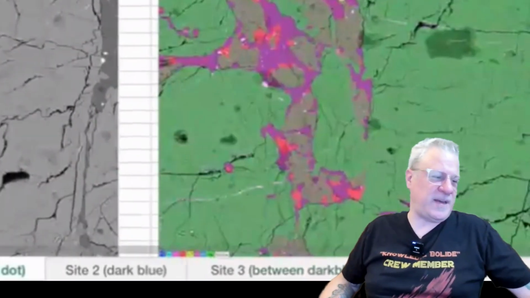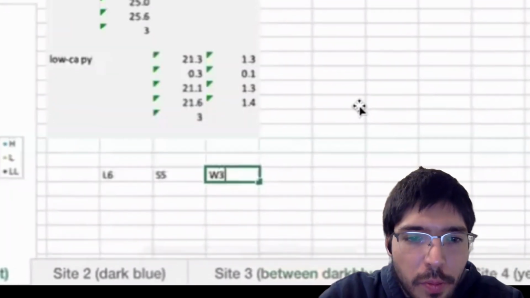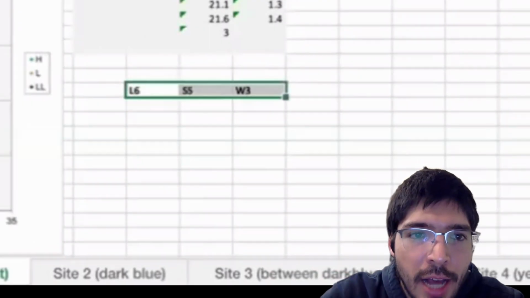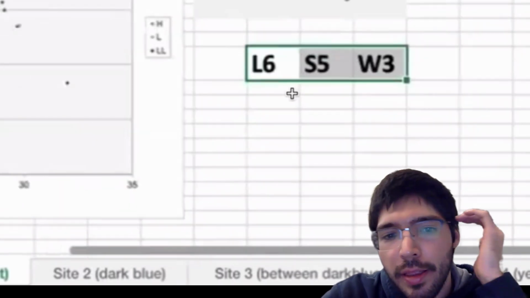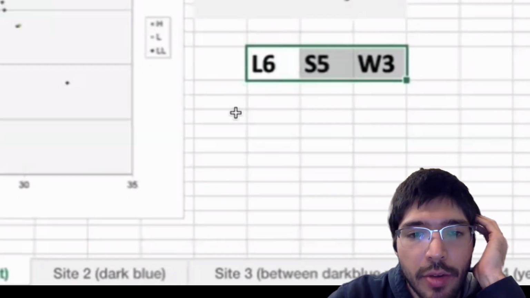L6, S5, W3. Yep. Bingo. So pretty much we've looked at all of the areas in your sample, and I would classify this as an L6 chondrite, highly shocked, moderately weathered. And this would be my classification of your sample.